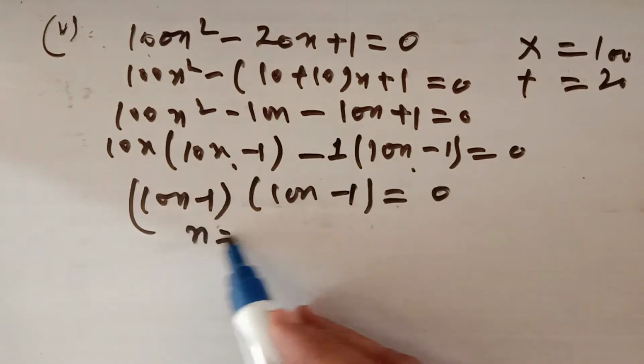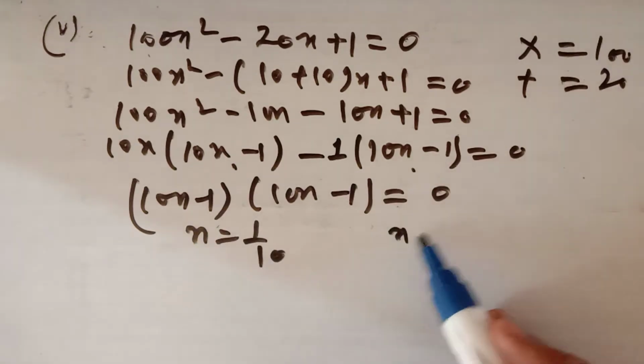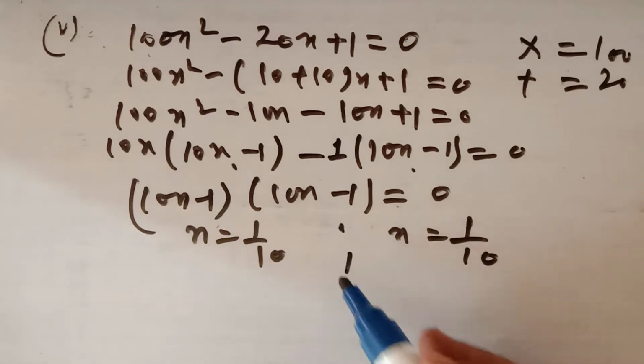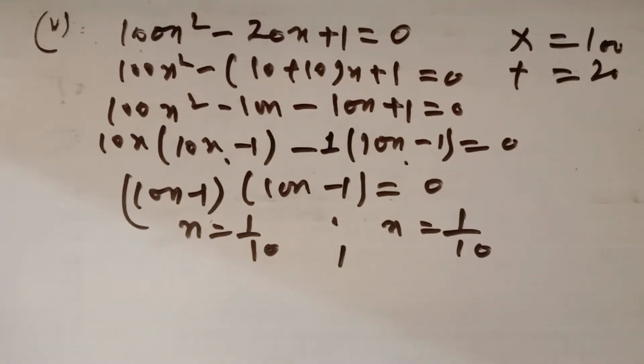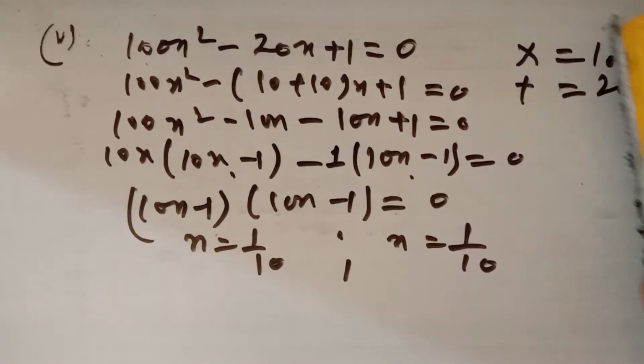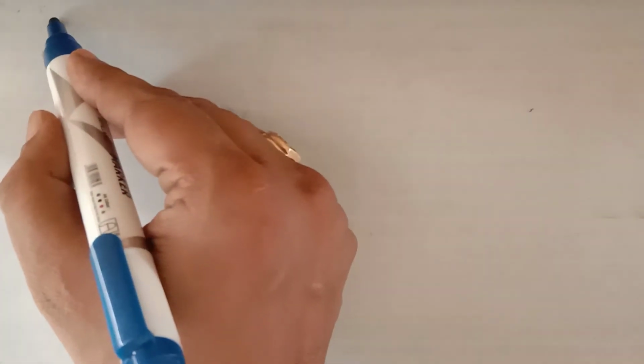So the value of x here is 1 upon 10. It means both roots are the same. That is, 1 upon 10 is the only solution of this quadratic equation. It means its roots are the same. So this is question number 1, in which you have to solve the quadratic equation by factorization method.